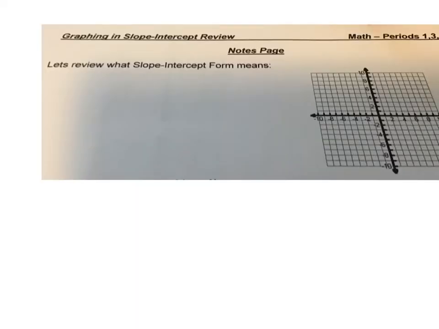All right, so this is the beginning of your notes, and it talks about how we can't really start graphing in slope-intercept form if we don't even remember what it means. So first of all, let's review, what does slope-intercept form actually mean? The formula for slope-intercept form, if you recall, is y equals mx plus b. And we can't graph an equation until it's in that correct form.